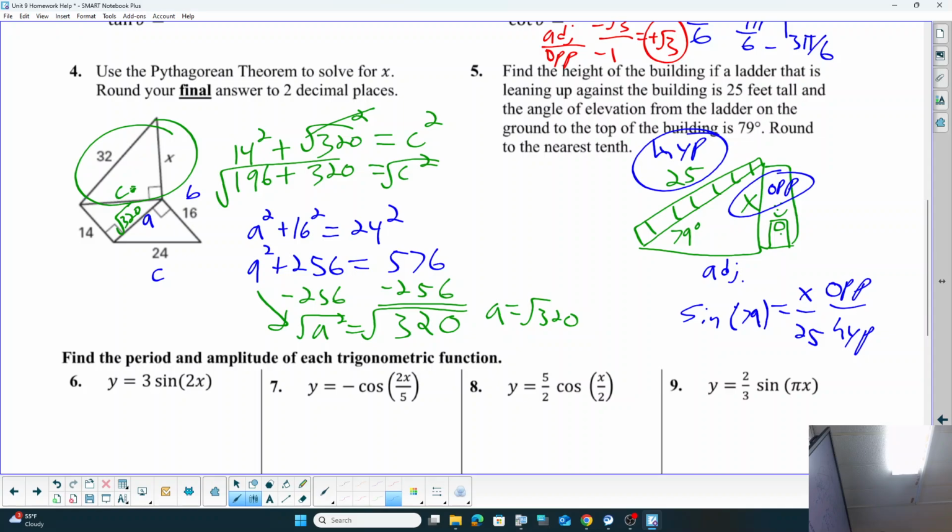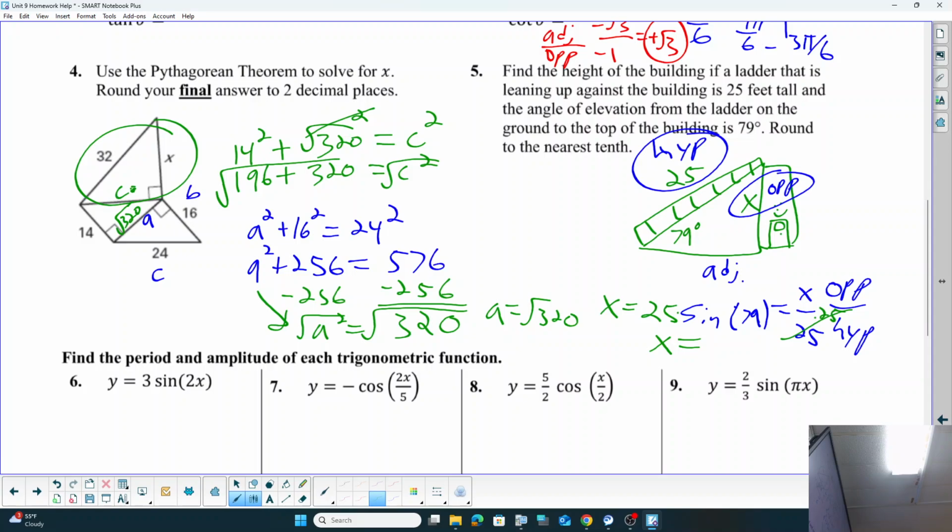And so now you're just going to go ahead and multiply that 25 to the other side and solve for x. Solve for x. Plug it into your calculator.